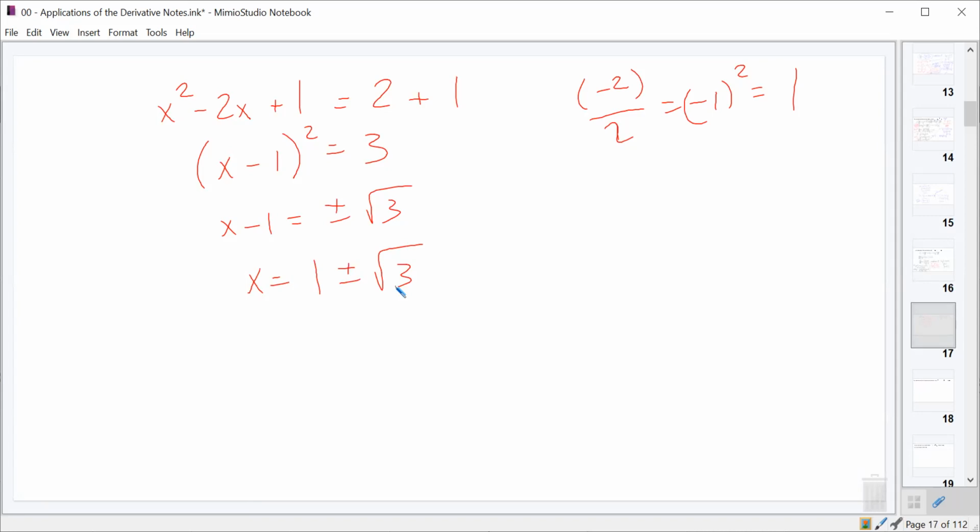And all we need to do now is take a look at our derivative again, which was dy dx is equal to 2x minus 2 over 3y squared minus 3. And make sure that neither of these x values also make the numerator of our derivative equal to 0.